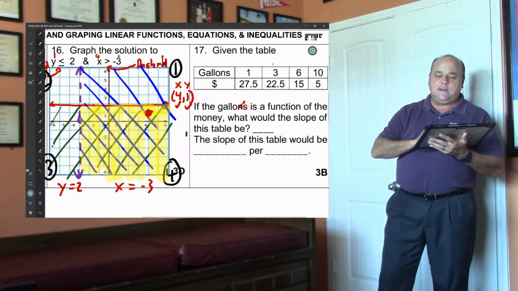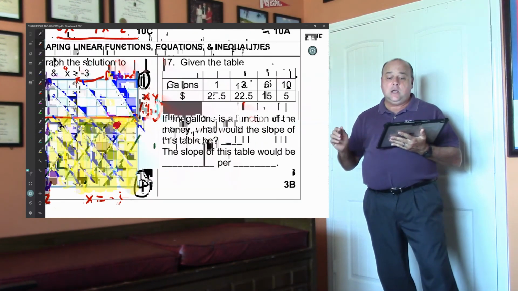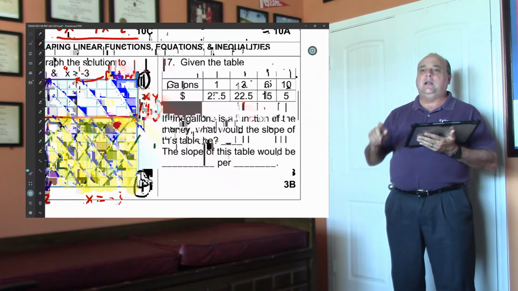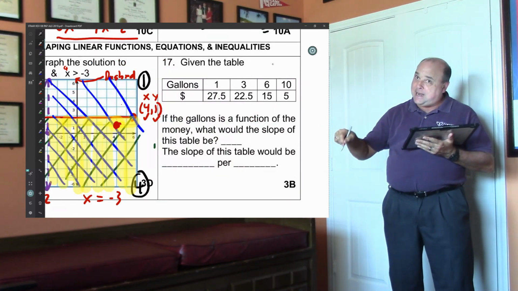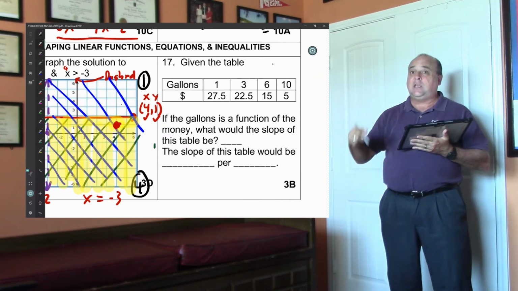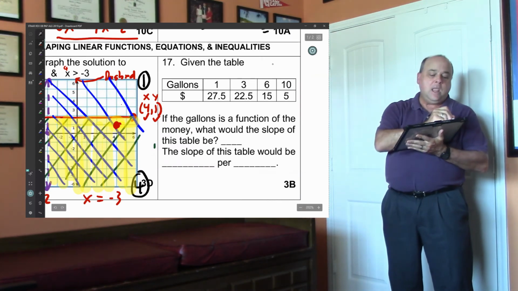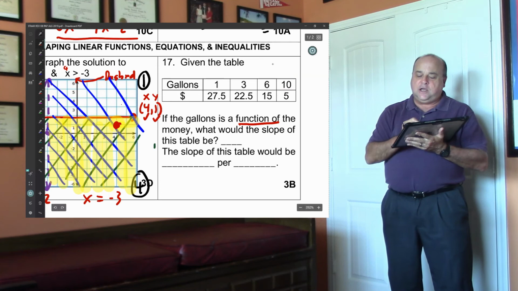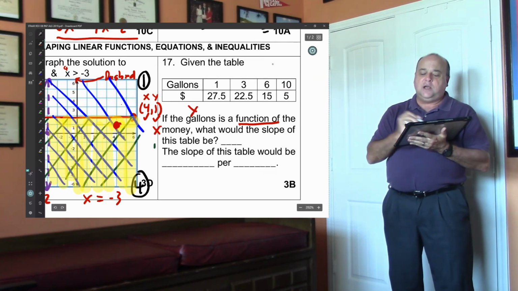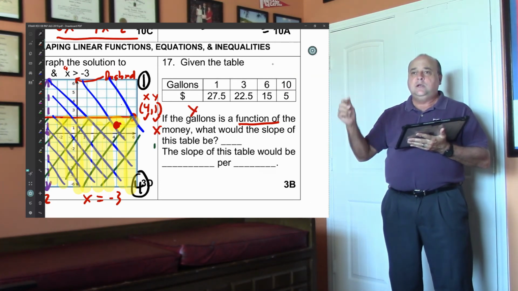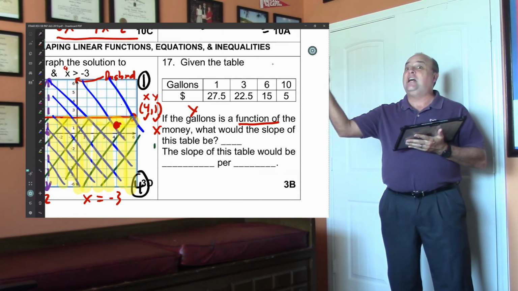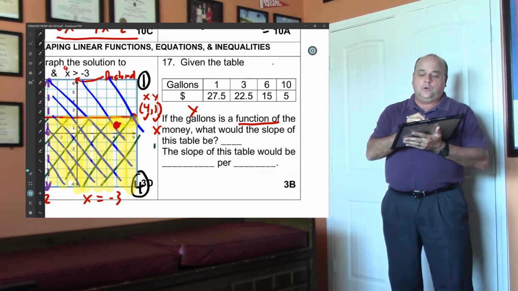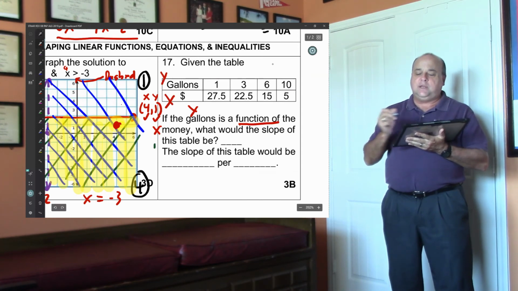Let's go to 17. This one's kind of funky. Because look at what's happening to the gallons. The gallons are going up, but the price is going down. So this is kind of funky. It will have a negative slope. Now then, look at this. The gallons is a function of the money. This is backwards. So this is going to be so many gallons per dollar. So put a Y for the gallons and an X for the dollars.